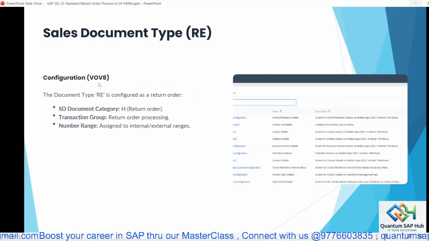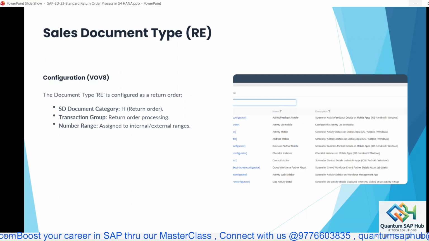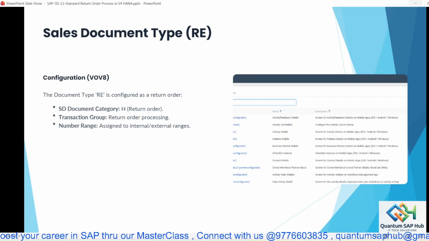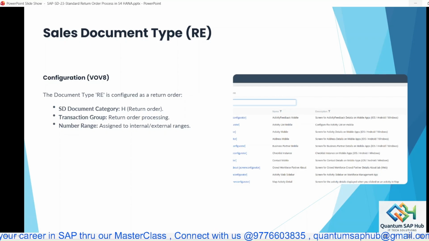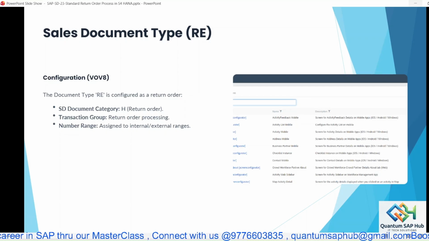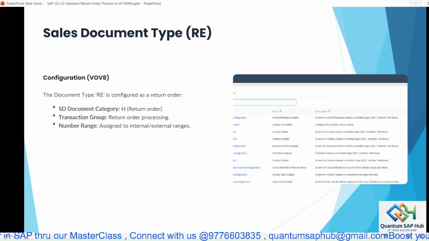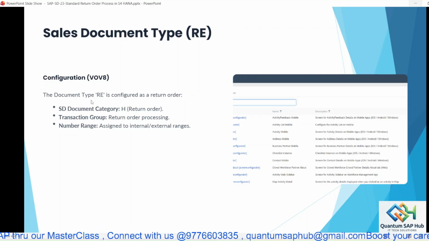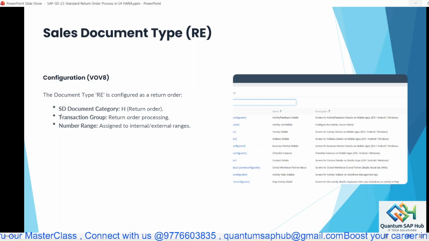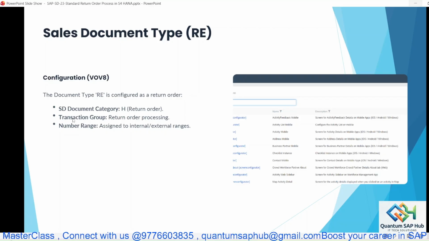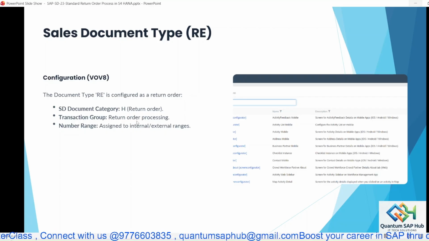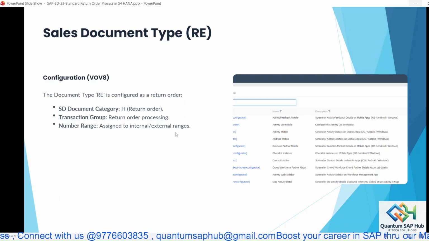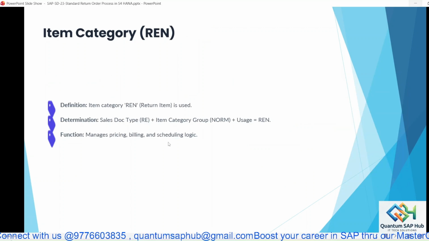I have already shown you the sales document type configuration, plus I have given them for other kinds of orders. So in VOV8, the RE document type is configured for return order. The document category is H, and the transaction group is return order processing. Then assign the number range.